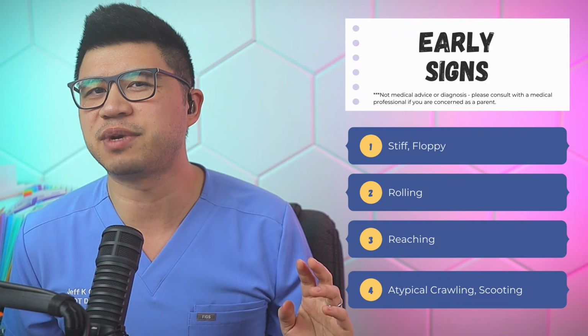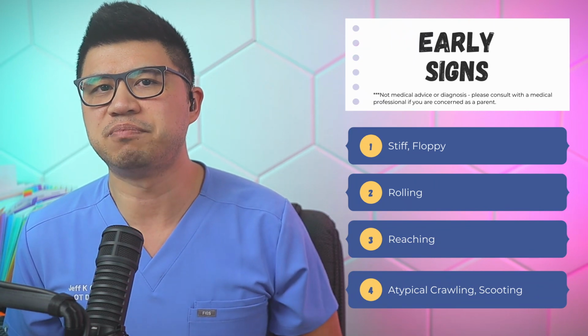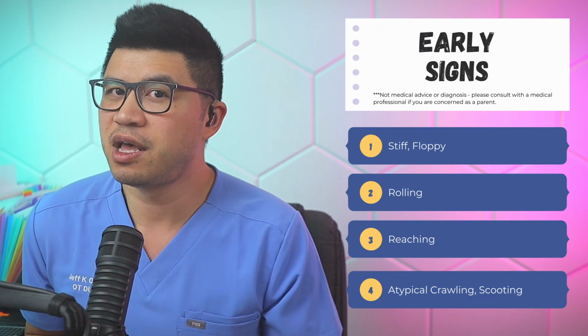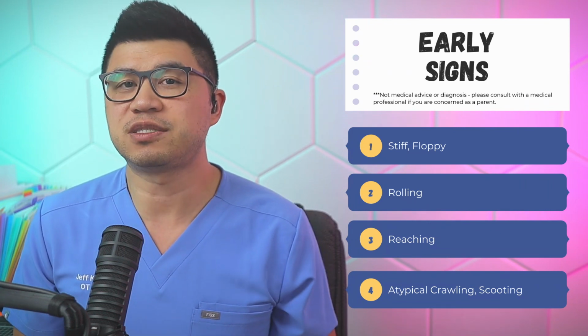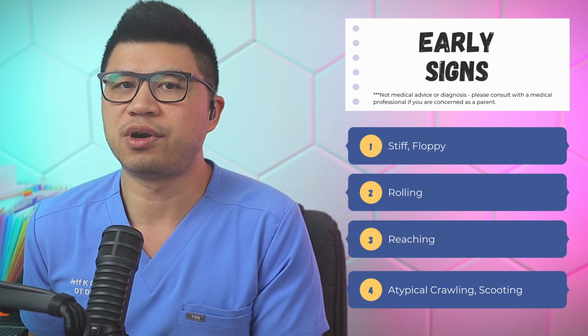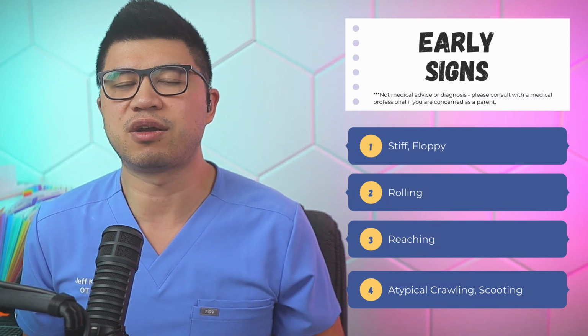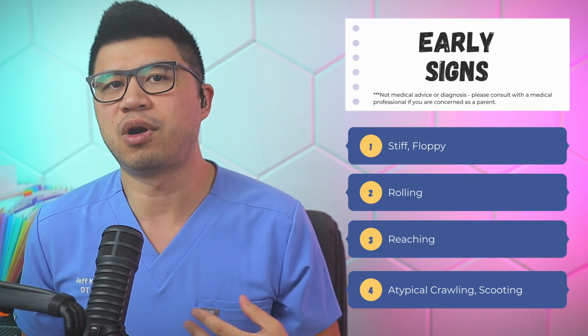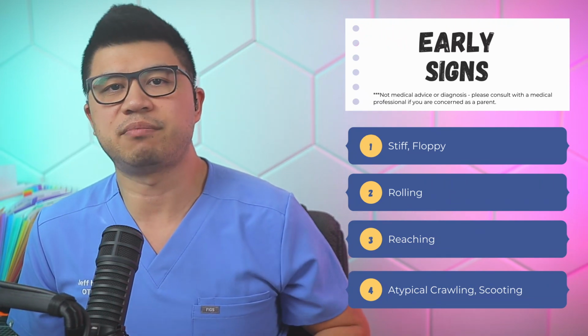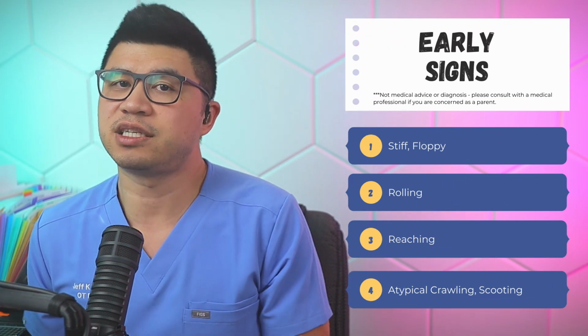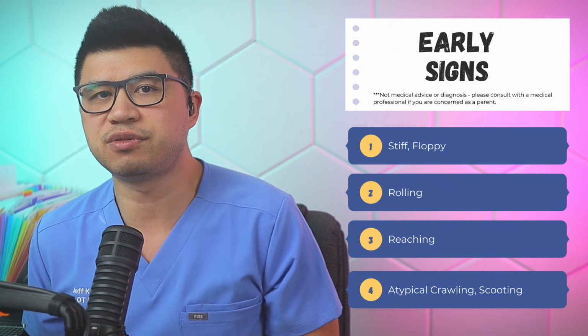And for parents, they may notice some early signs, such as around 6 months of age, including babies feeling more stiff, floppy, or they may get stiff when picked up. With movements, the baby may not roll over, may not bring their arms to their body, or have difficulty with reaching. In older babies, such as 10 months, they may have atypical crawling patterns or scooting around.